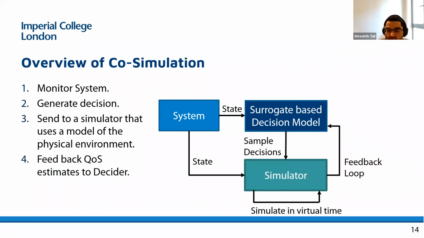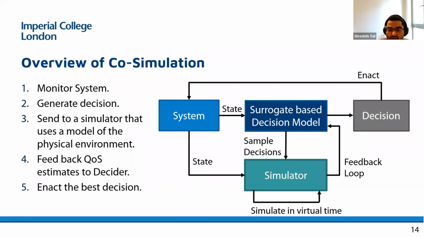Fourth, we send the QoS estimates of the sample decisions from the decision model as a feedback to tune the model and perform online optimization of the parameters of that surrogate model. And fifth, we enact the best decision of the decision model in that physical environment and continue this iteratively in a discrete time control setting.